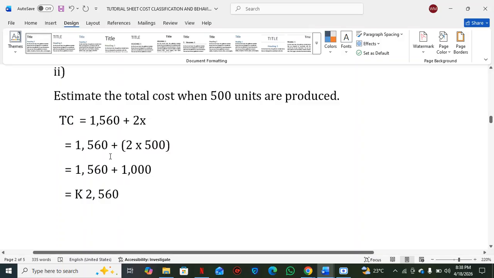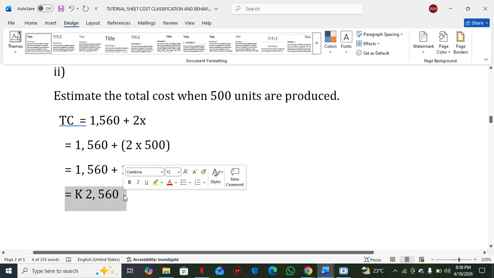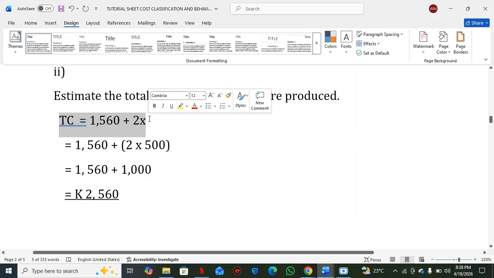So 1,560 plus 2 times 500. 2 times 500 is 1,000. 1,000 plus 1,560 is 2,560. So if this company produces 500 units, the cost that they estimate to incur is going to be 2,560. So this cost function helps you estimate costs. If I produce 400 units, if I produce 800 units, you can now estimate. Any questions?